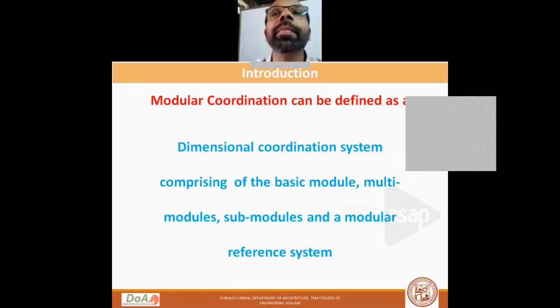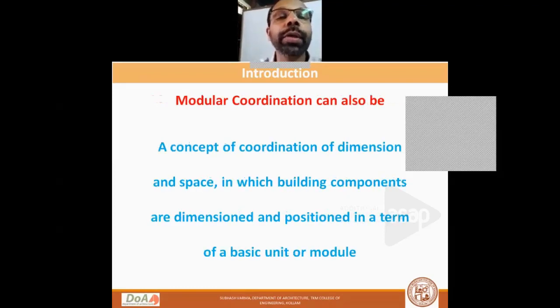So it is also a concept of coordination of dimension and space, in which building components and dimensions are dimensioned and positioned in terms of a basic unit or module. Again, the concept is associated with building components. The modular coordination system will assign a dimension as well as a position to the basic module.